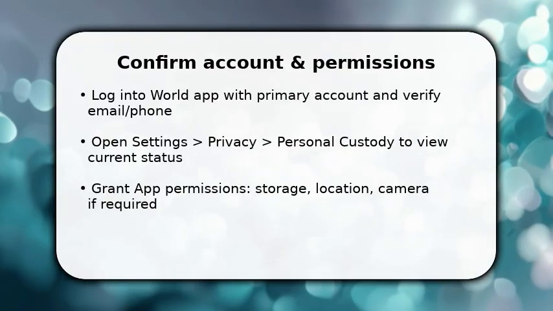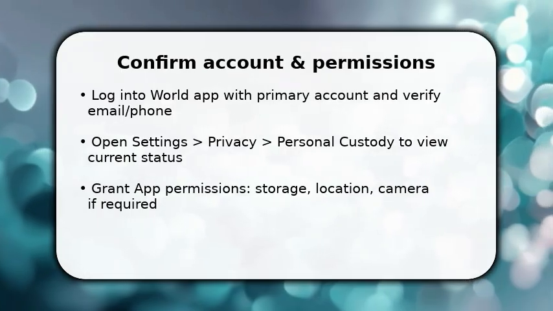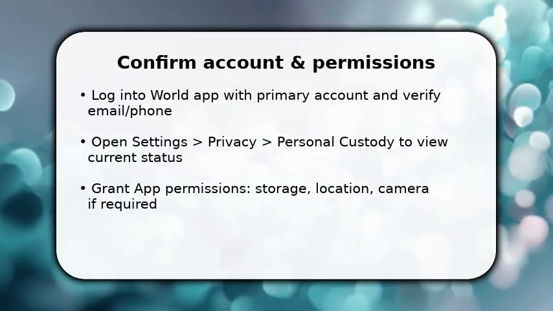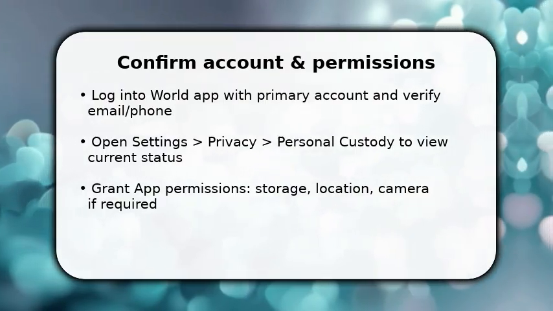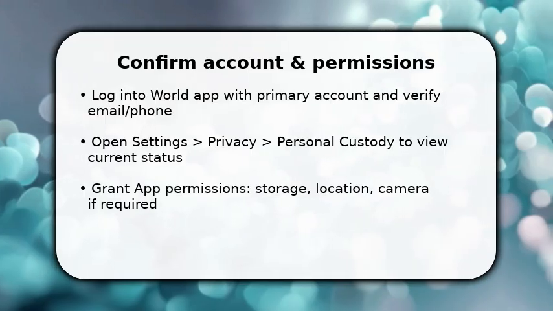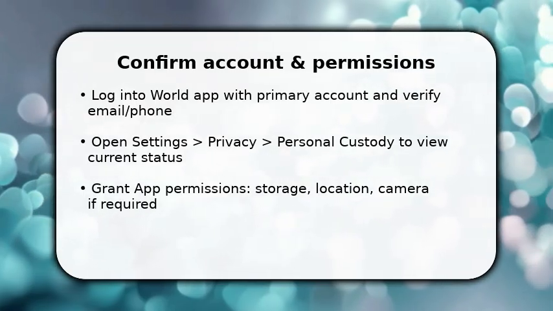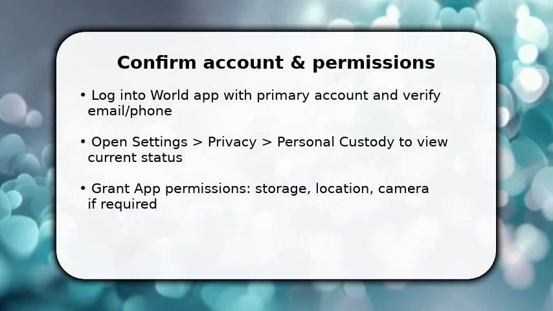You start by confirming the account and permissions so the app can access custody settings. Sign in, confirm email or phone, and go directly to Settings, Privacy, Personal Custody. Once there, inspect current custody state and linked profiles to understand what needs change.